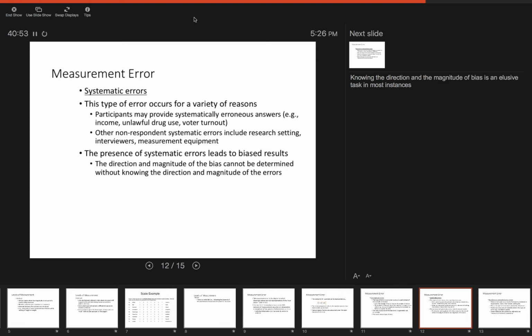And we know that it's just north of 50%, right? And so it's biased in a systematic way. It's systematic error, right? It's biased, in the case of the voter turnout data, on the upward side.